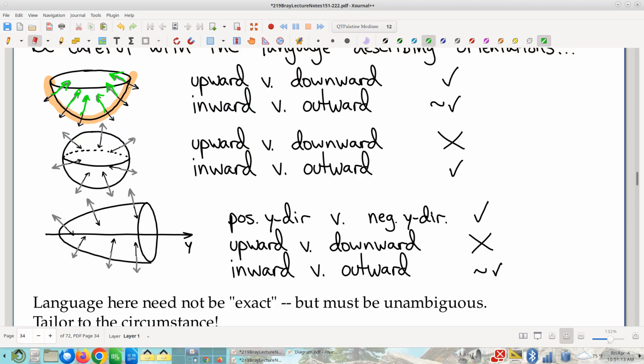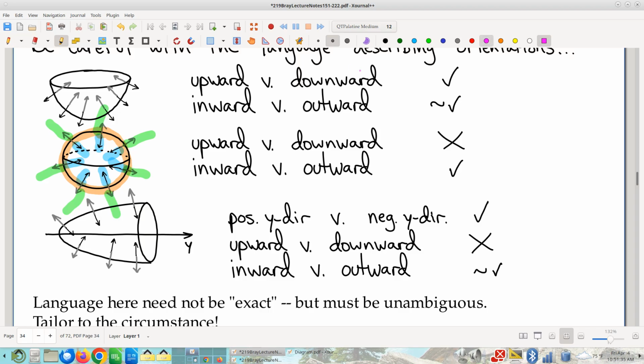Okay. All right, now, what if we have a different surface? What if I have this sphere? Well, again, I have two possible orientations. There's that one, and there's that one.